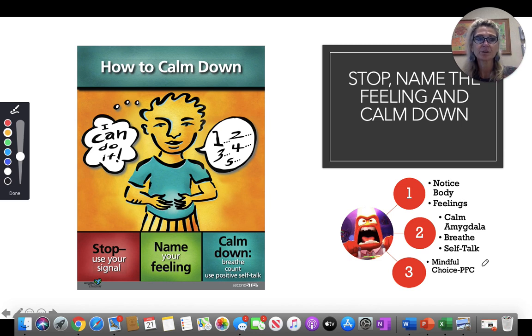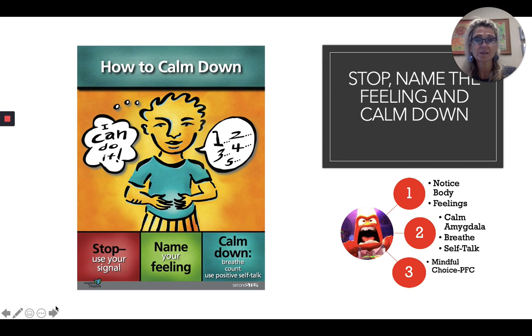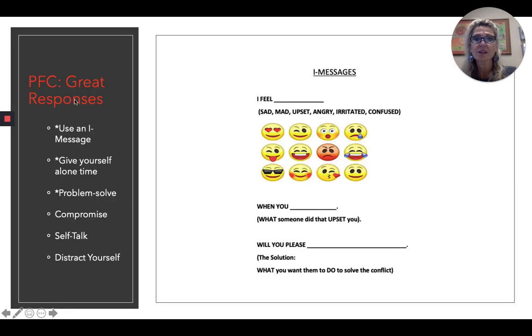And now we're able to make a mindful choice. And our mindful choice comes from our prefrontal cortex. And we can make a great choice now that we're calmed down. We can choose to go walk away. We can choose to take some more time out. We can choose to use an I-message. Whatever it is that we feel would be a great choice, we're going to use that. Now remember, our prefrontal cortex is calm now, and now we're going to make that mindful choice with our prefrontal cortex. Now we could choose a lot of different options.